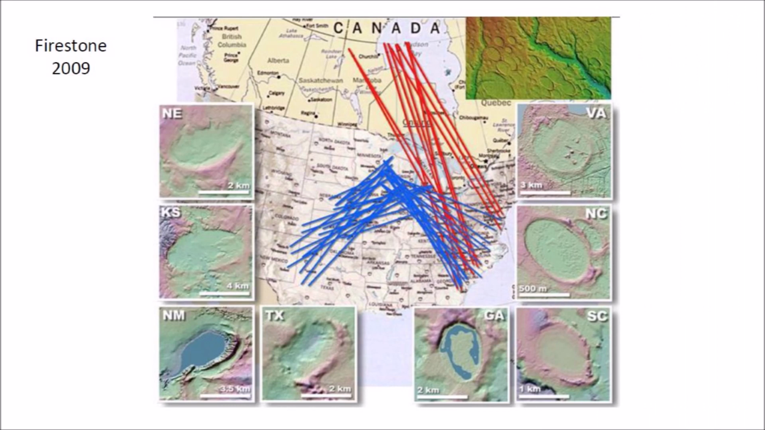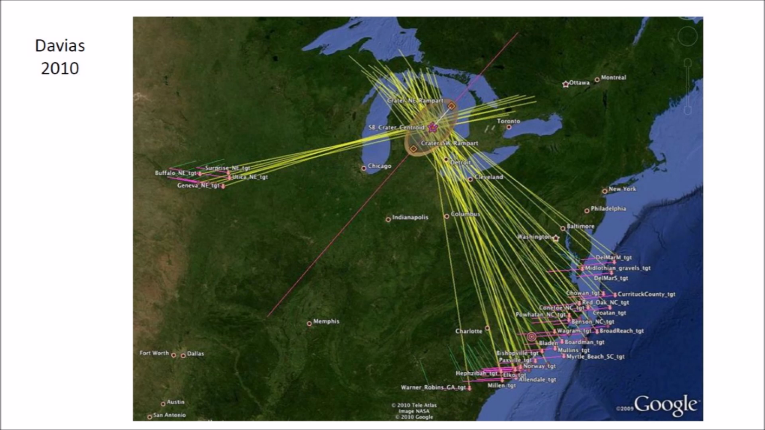A publication by Firestone in 2009 proposed that the ice ejecta could have come from Hudson Bay and from the Great Lakes region. The lines in Firestone's paper seemed to be drawn without much regard for accuracy, so they were not very useful. A map published by Davias in 2010 was more detailed, and it had a single epicenter at Saginaw Bay. With this model, it was now possible to determine the distance of any Carolina Bay from its point of origin, and this made it feasible to use ballistic equations to calculate the trajectories of the ice boulders.